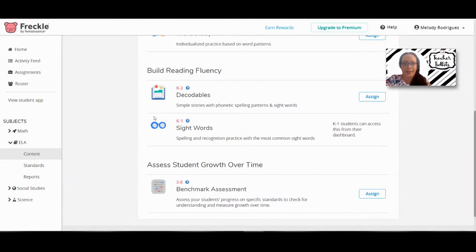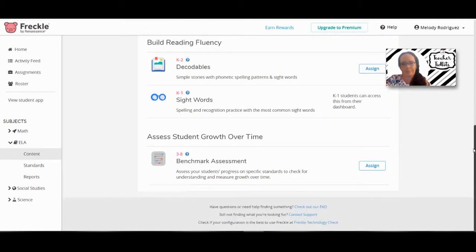Now here, there's some sight words for our really young learners, and then also some decodables. Again, if your students are learning to read, or if you're an upper grade teacher and you have some intervention kiddos, this might be something you consider using for them. Now, there's also a benchmark assessment.